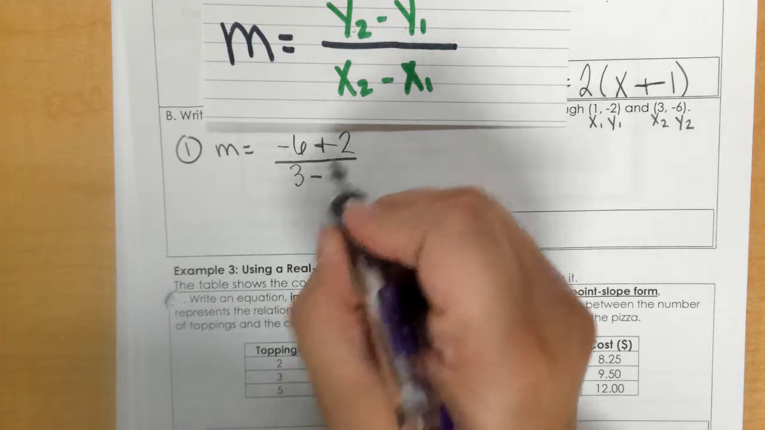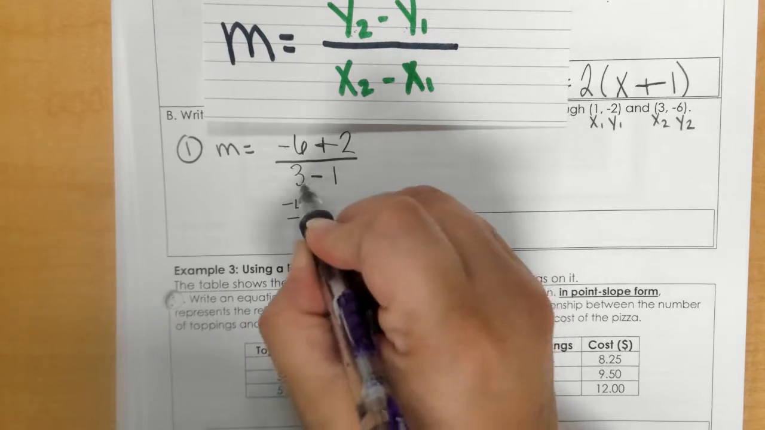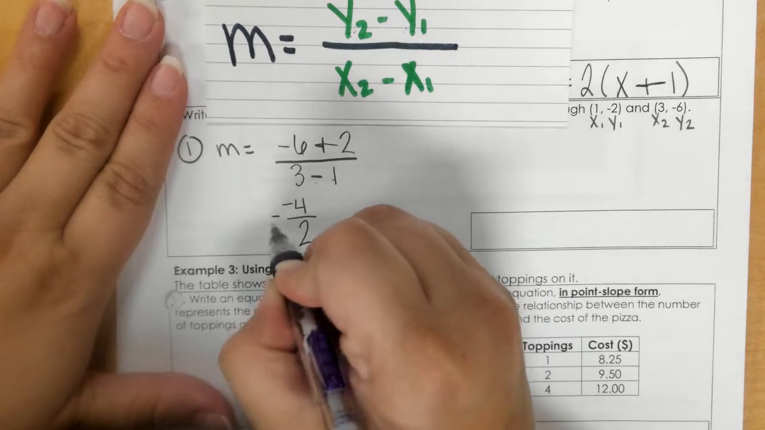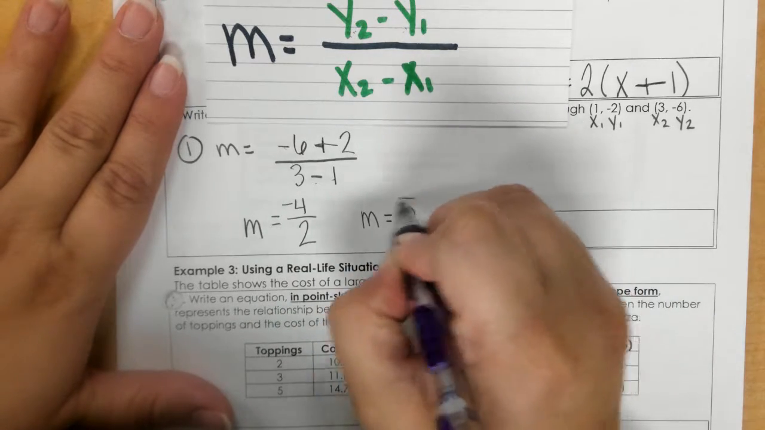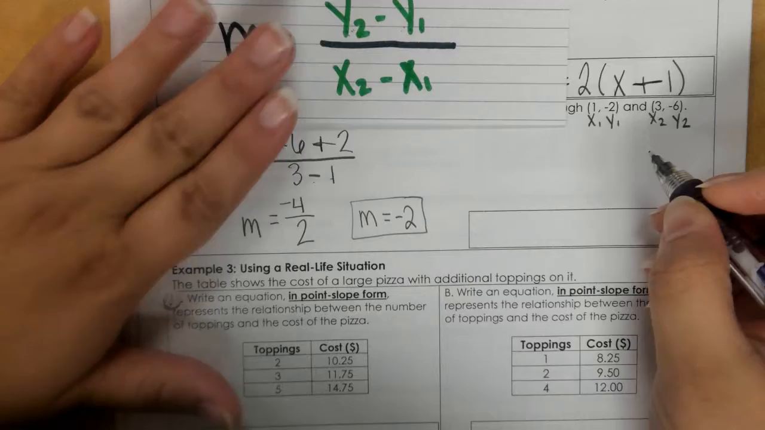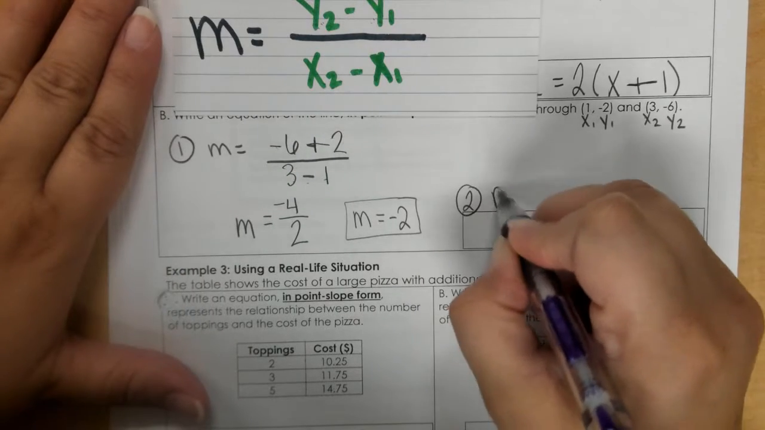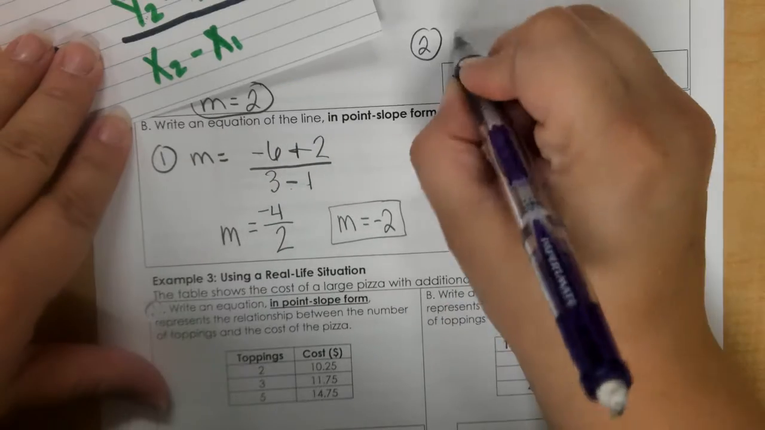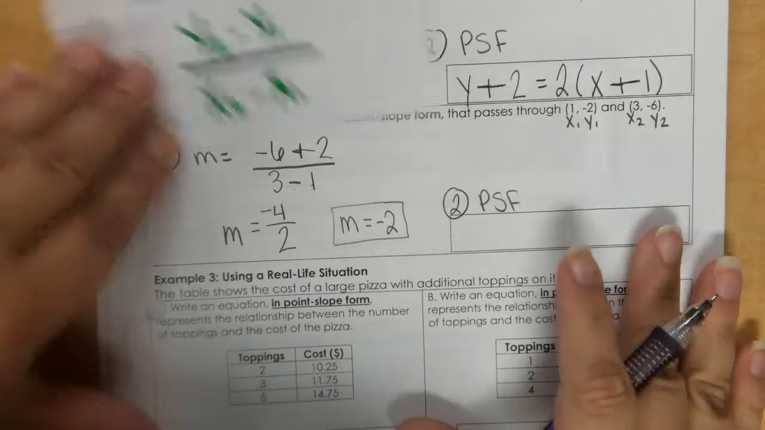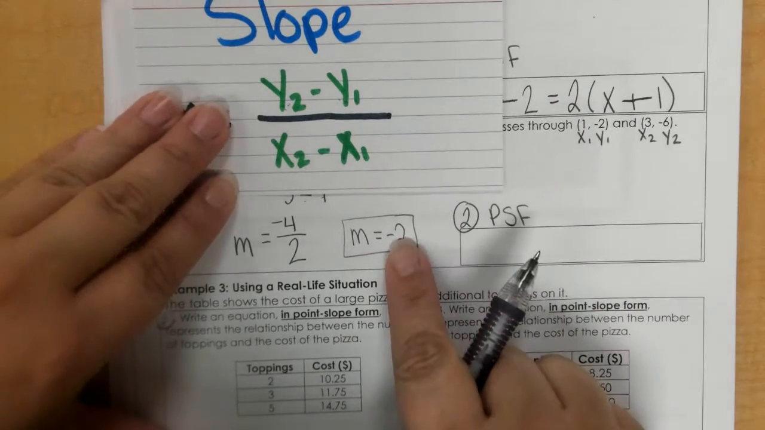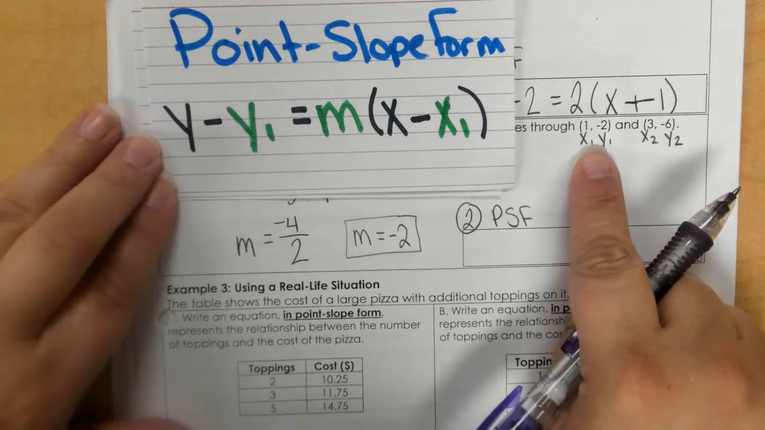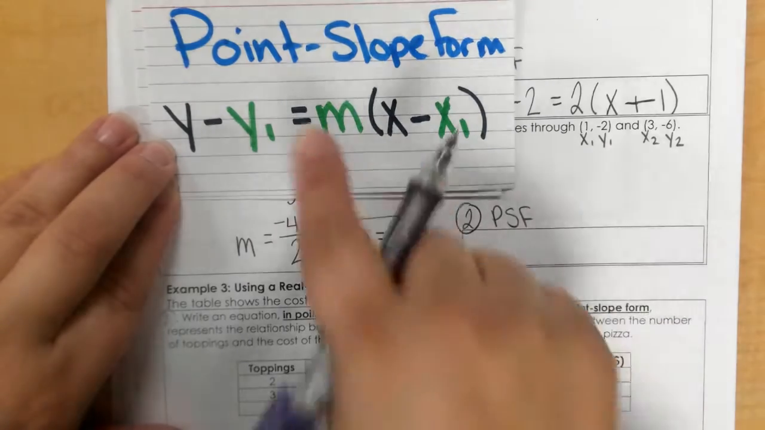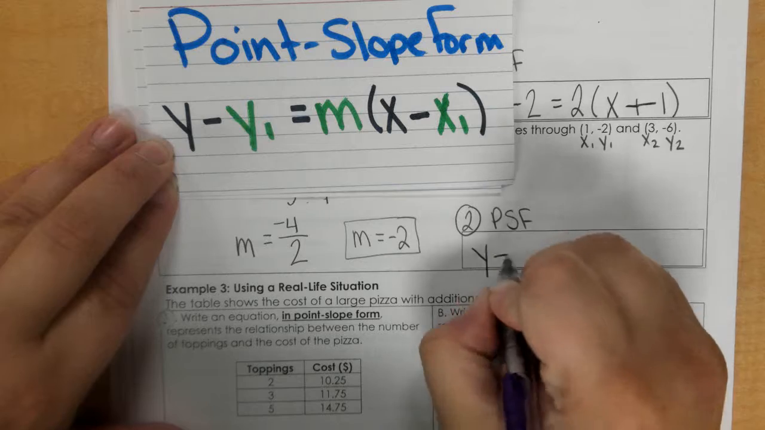So negative 6 plus 2 is negative 4. 3 minus 1 is 2. So m is negative 2. Now, step 2 is putting it into point slope form. And so now that I have m, and now that I have my first point, I can plug these into this equation. So I've got y minus.